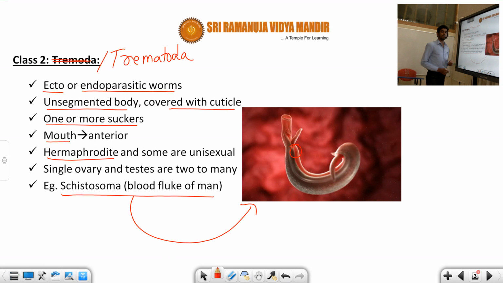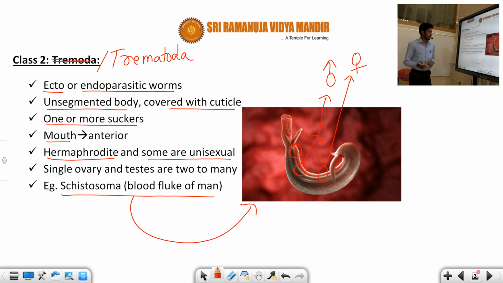Hermaphrodite, you know already what that is. Both organs are present. For example, you can see the male organ is present here, followed by the female organ also present here. So both male and female organs are present in a hermaphrodite. Some are unisexual, that means dioecious, where the sexes are separate.